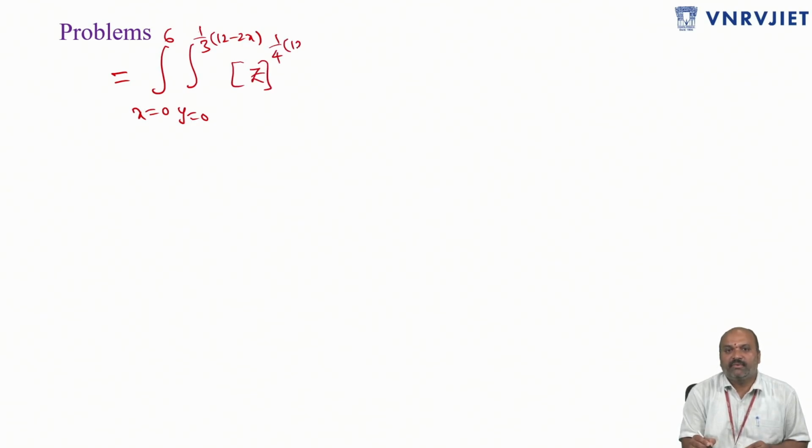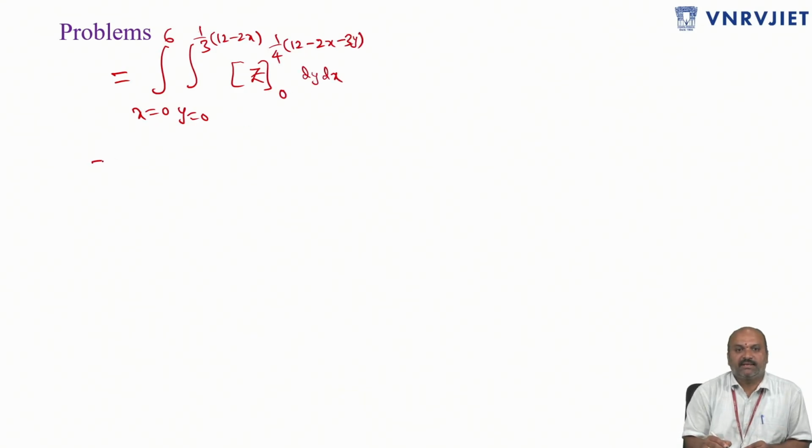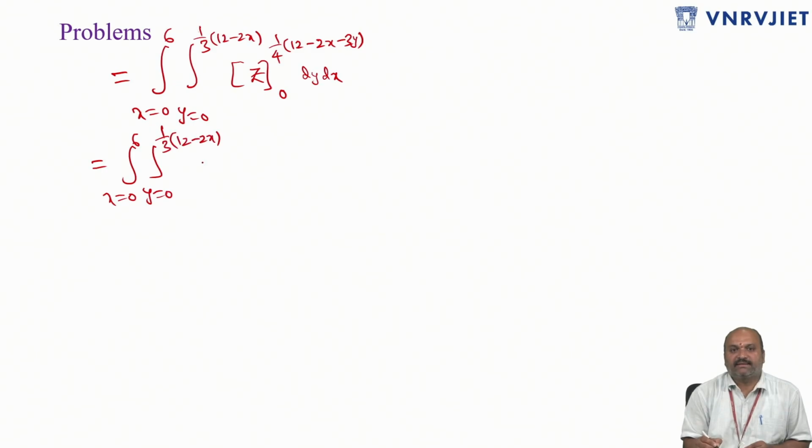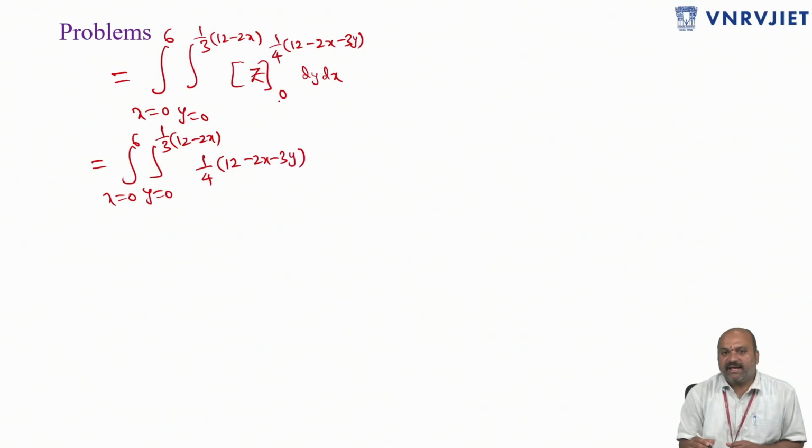1 by 4 into 12 minus 2x minus 3y, lower limit is 0. Next with respect to y, finally with respect to x. This is equals to integral x varies from 0 to 6 and y varies from 0 to 1 by 3 into 12 minus 2x. Integral z, instead of z, we have to substitute the upper limit. See, upper limit is 1 by 4 into 12 minus 2x minus 3y. See here, lower limit is 0, no contribution at all. So into dy into dx.